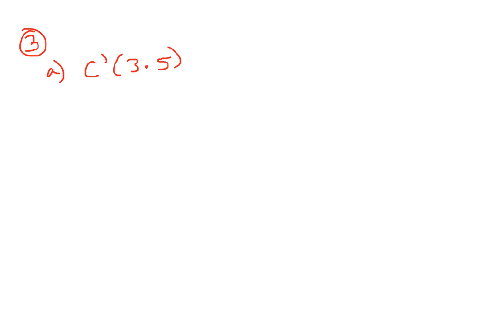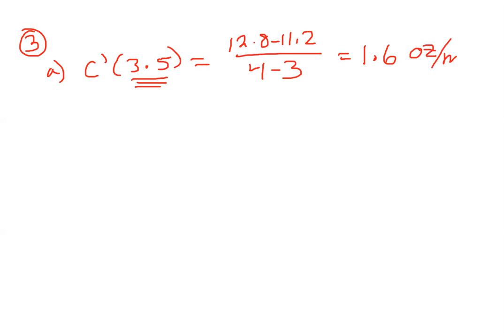Okay, when it tells you to approximate something from a table and it's asking for a derivative, it's asking you to use a slope for the approximation. So you're going to look up there and see where 3.5 falls between 3 and 4. So you're going to find the slope between the point 3, 11.2, and 4, 12.8. So you're going to say 12.8 minus 11.2 over 4 minus 3. And you're going to get 1.6 ounces per minute.